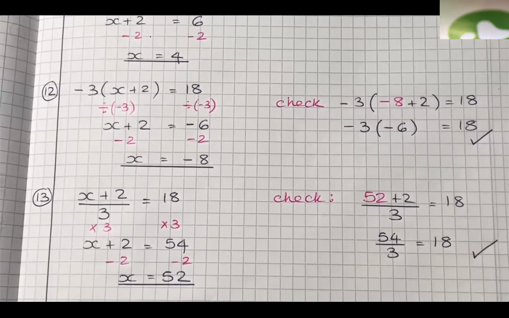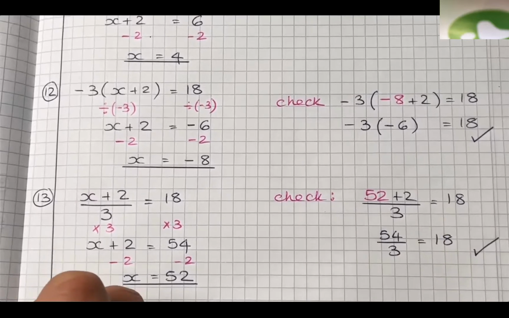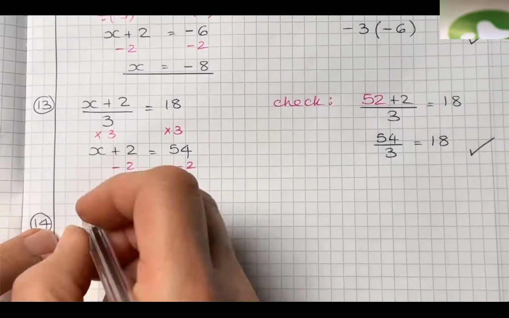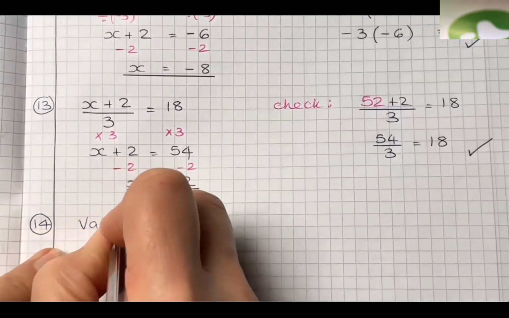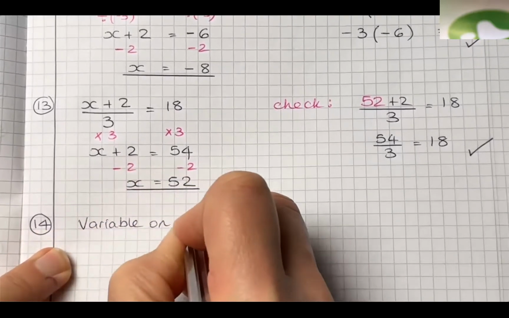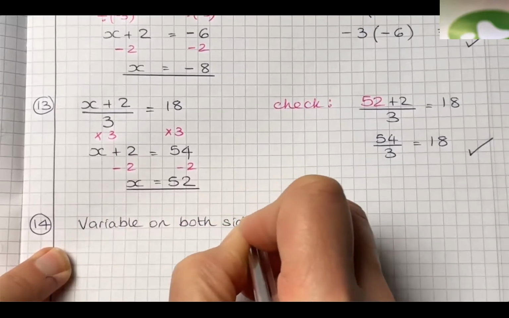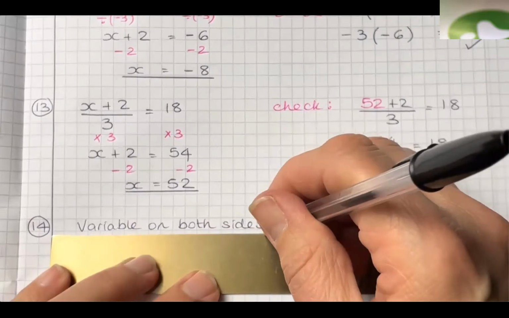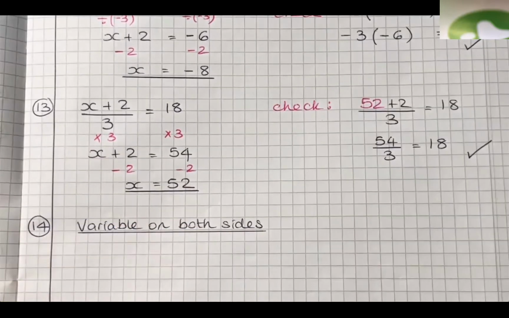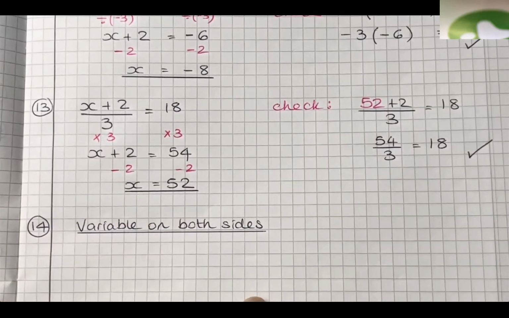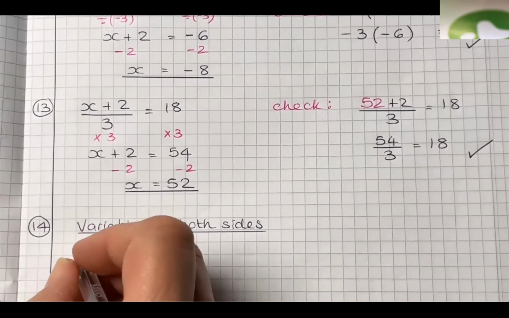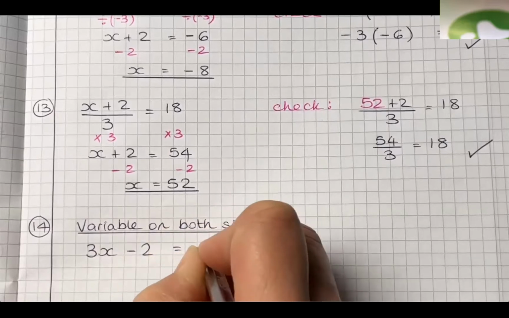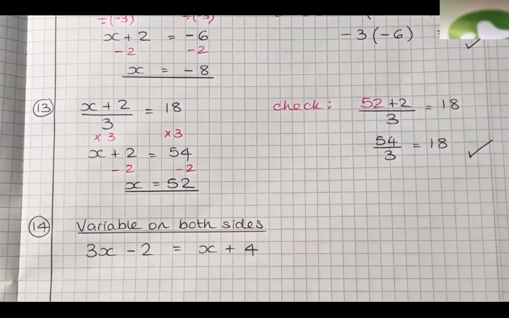Okay, so just for the very last question, I just want you to understand what we do if we end up having a variable on both sides. All right, so our last question of the day, we've got a variable on both sides. And the question I'm going to give you is 3x subtract 2 equals x plus 4.